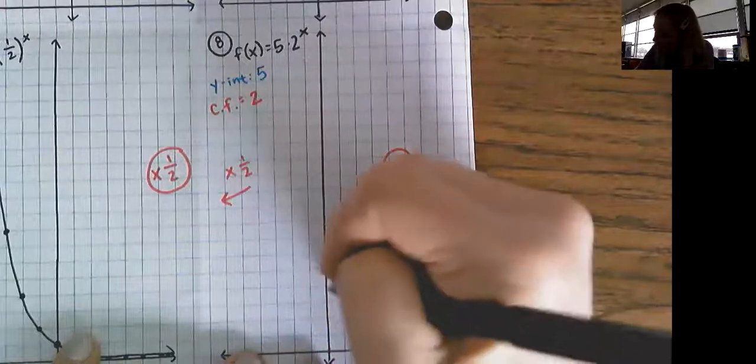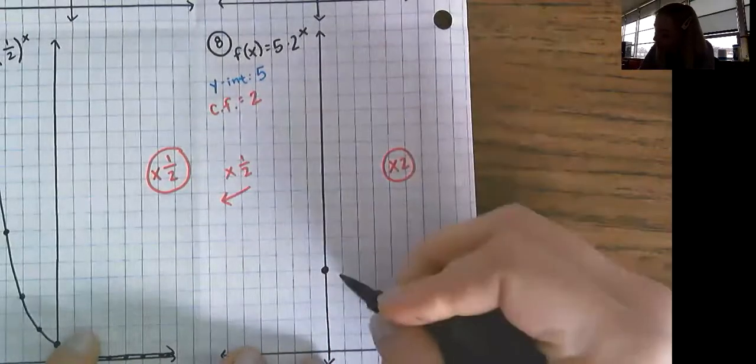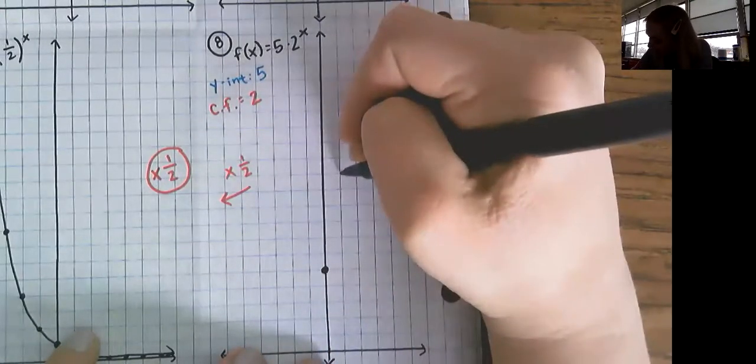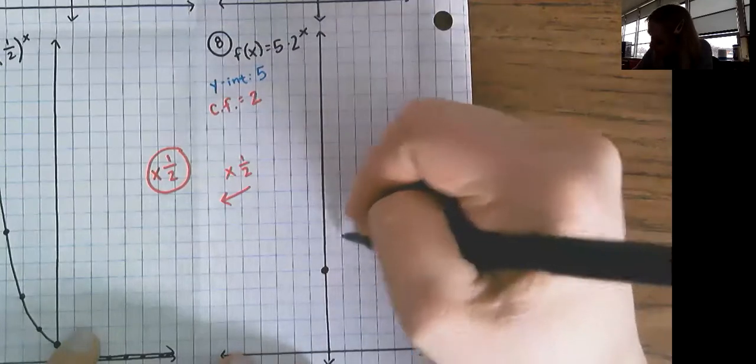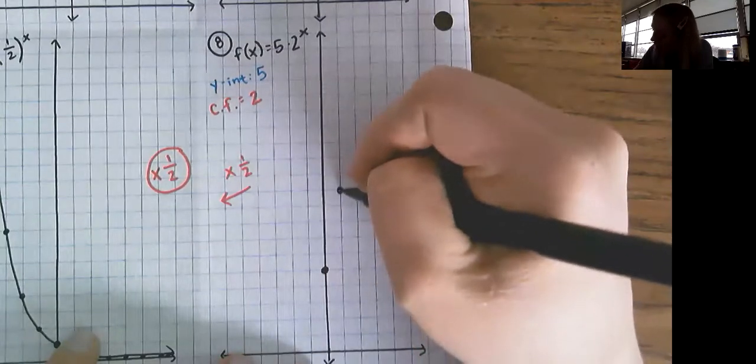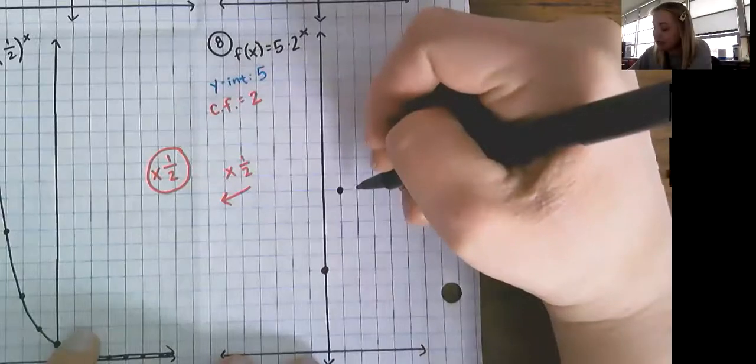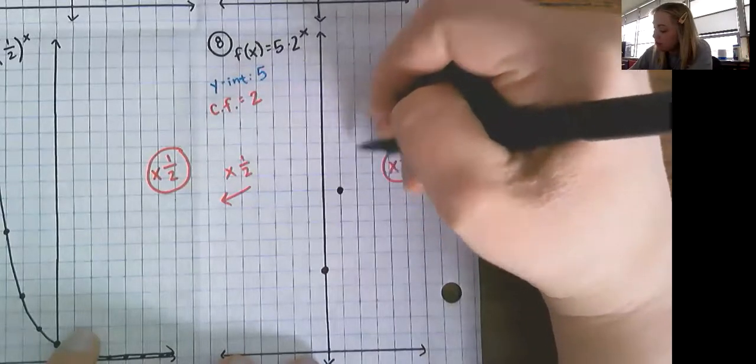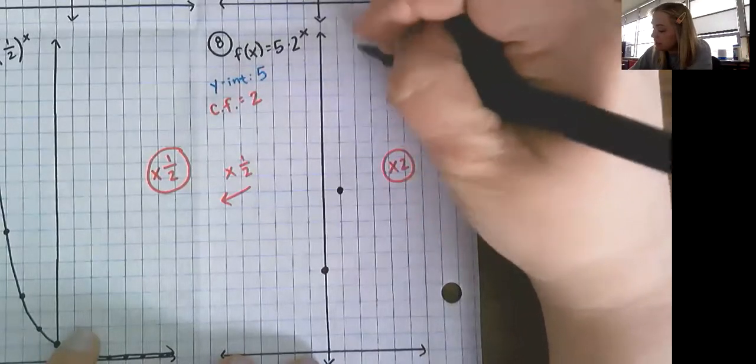1, 2, 3, 4, 5. And when I multiply by 2, my next dot on the right side is at 10. 6, 7, 8, 9, 10. And then I can go to 20 because 10 times 2 is 20. 12, 13, 14, 15, 16, 17, 18, 19, 20.